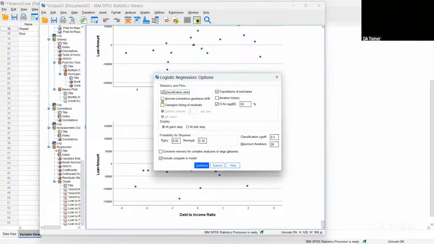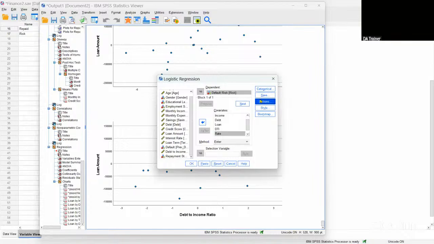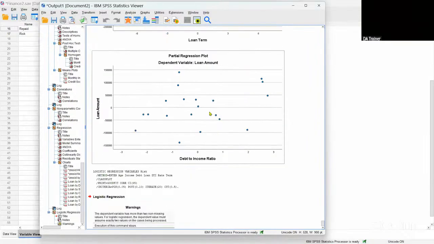Let's go with this goodness of fit. Try to give us the very possible classification logistically on this understanding. Let's go with it. Hosmer-Lemeshow goodness of fit. I just hope this will give us something interesting. Let's click on OK.